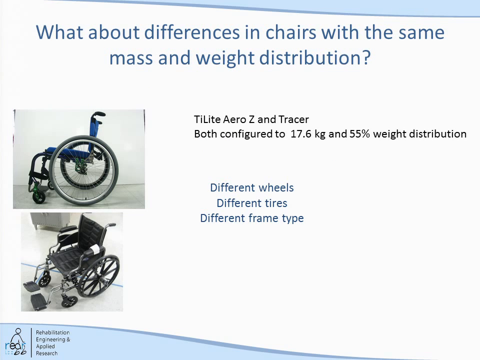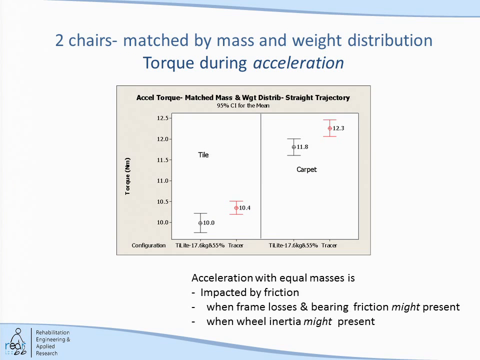What if you just test the same chairs configured with the same weight? Is there a difference between the bearings and the wheels and all this stuff if we configured the Tie Light to weigh the same with the same mass distribution as the Tracer, okay? It's kind of interesting. Even with that, you have a difference in these chairs.